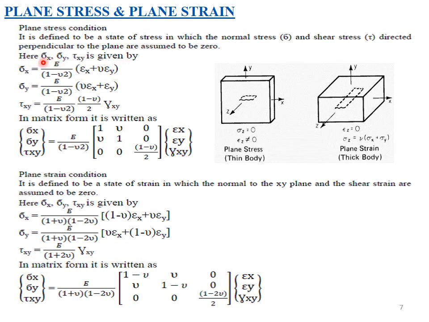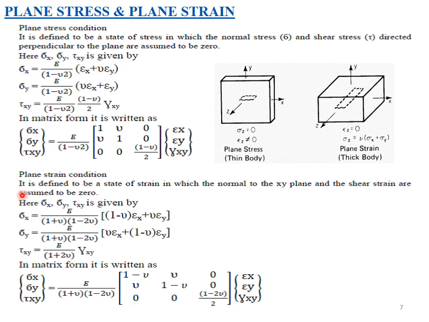So here σx, σy, and τxy are given by: σx is equal to E divided by 1 minus μ² into (εx plus μ εy). σy is equal to E divided by 1 minus μ² into (μ εx plus εy). τxy is equal to E divided by 1 minus μ² into (1 minus μ)/2 into γxy. In matrix form, we write it as: σx, σy, τxy equals E divided by 1 minus μ² times the matrix [1 μ 0; μ 1 0; 0 0 (1 minus μ)/2] times εx, εy, and γxy.